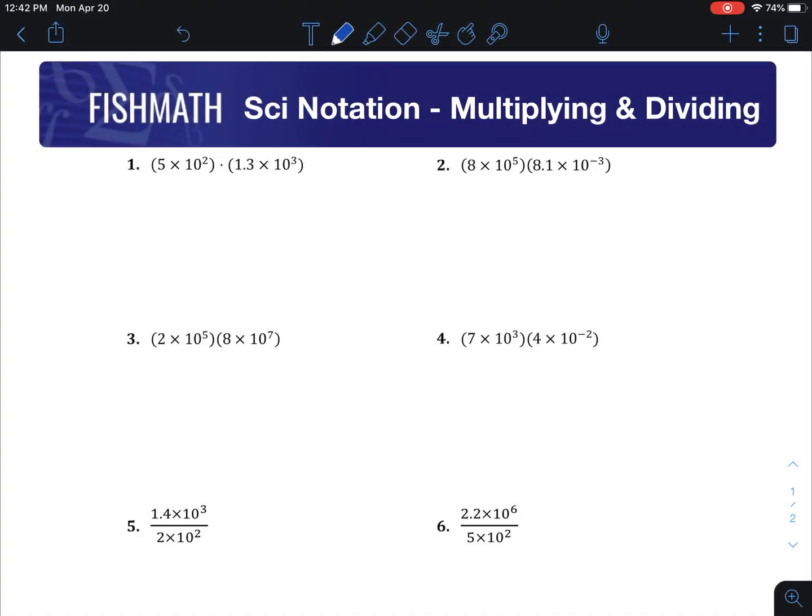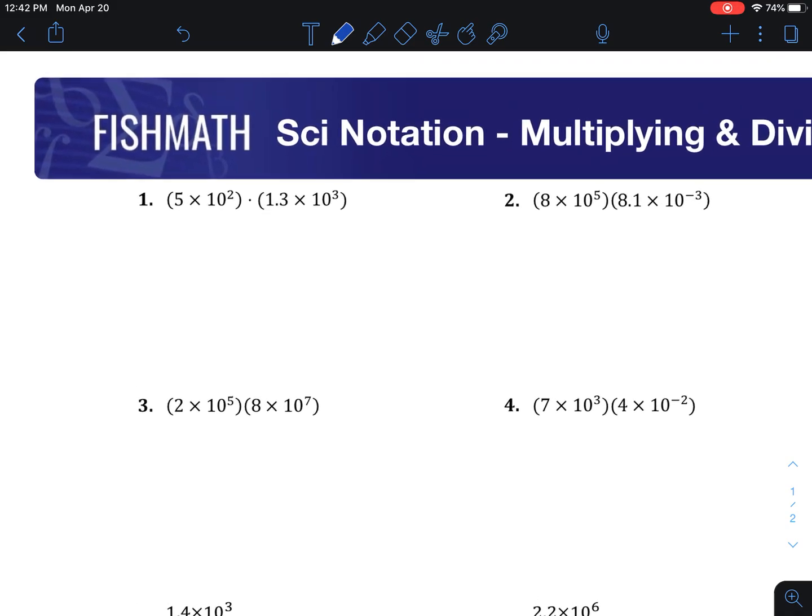Hi everyone, we're looking at how to do multiplication and division with numbers that are written in scientific notation. For the first four we've got multiplication, the next four we've got division.